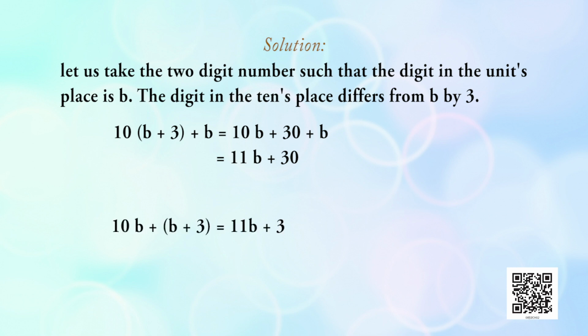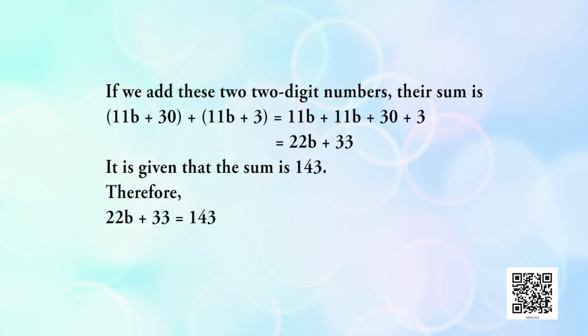It is also given that with the interchange of digits, the resulting two-digit number becomes 10b plus b plus 3, that is nothing but 11b plus 3. Also, if these two numbers are added, the sum is 143. So, let us take the sum: 11b plus 30 plus 11b plus 3 becomes 22b plus 33, that is, 22b plus 33 is equal to 143.